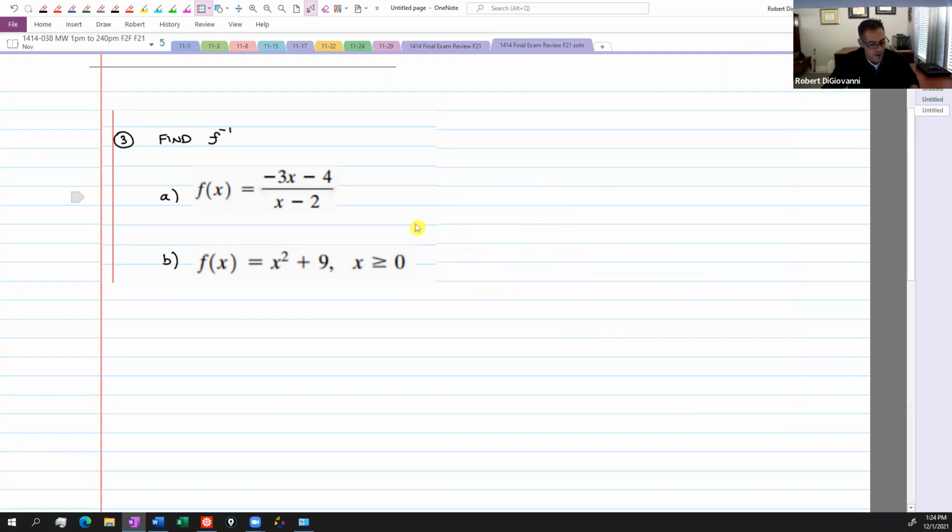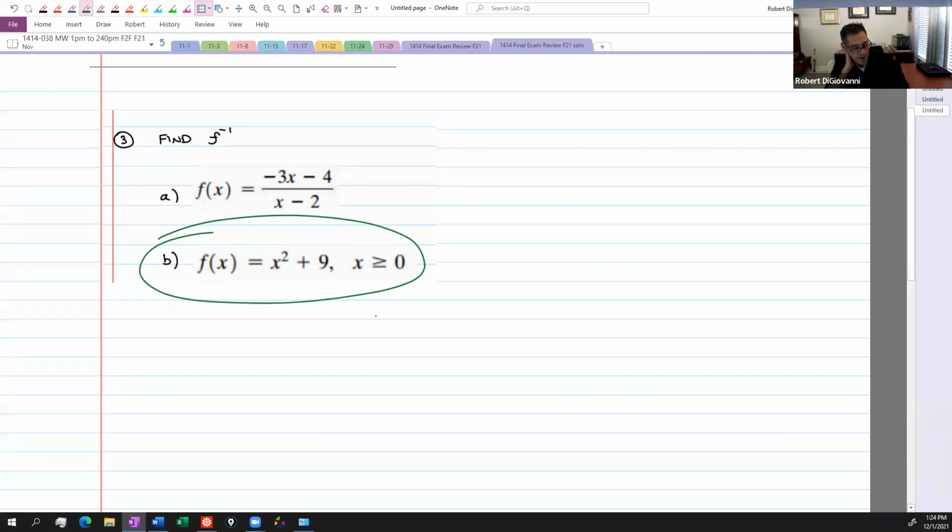Okay, most of y'all want me to do the second one. All right, so we want to find the inverse of the function. So we first have to look at this function, understand what's going on. We have a function defined to be x squared plus 9, and then, very important, they're restricting our domain. We're only looking at this function when x is greater than or equal to 0.